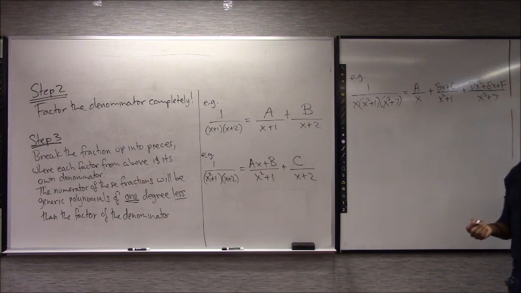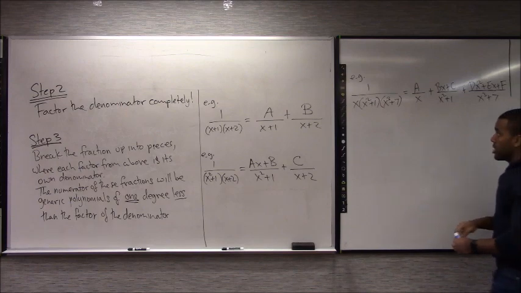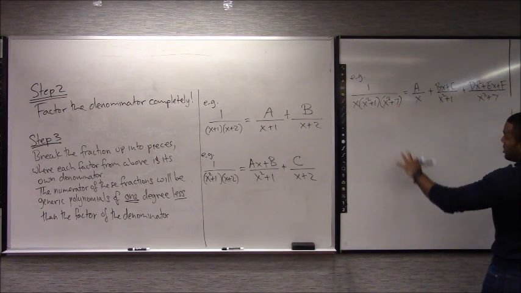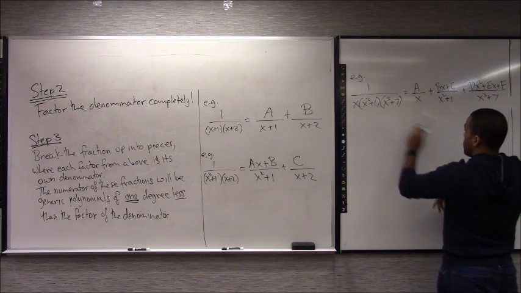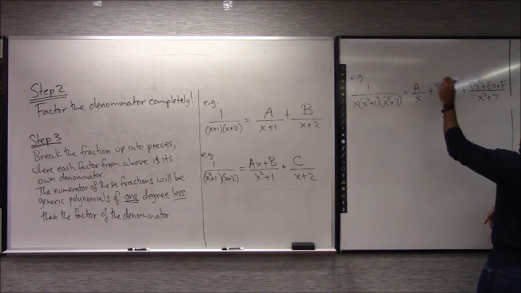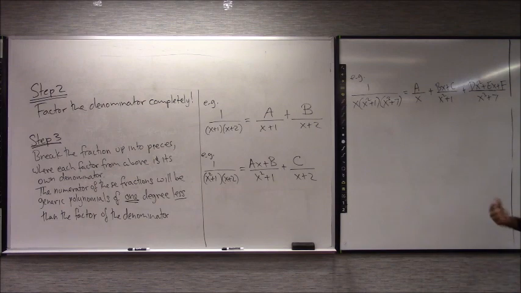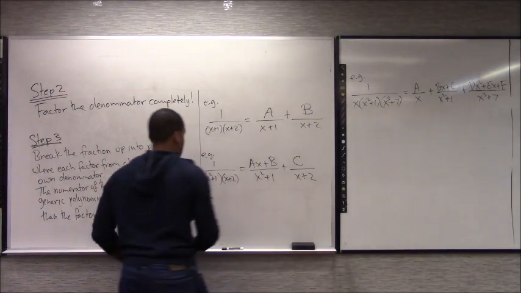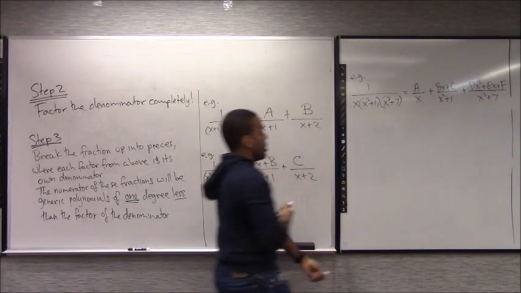Are we getting the idea? So you're going to factor the denominator. Once it's fully factored, you're going to break it into little fractions based on the factors of the denominator. The generic numerator that you're going to take on must be 1 degree less than the denominator, specifically 1 degree less. Right?